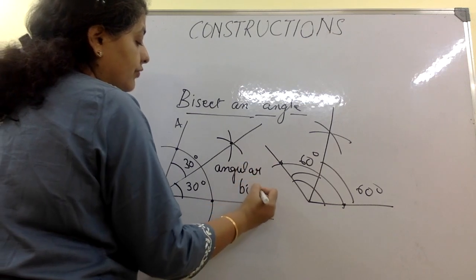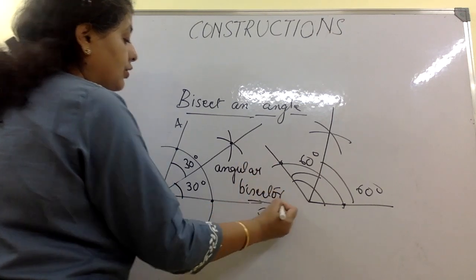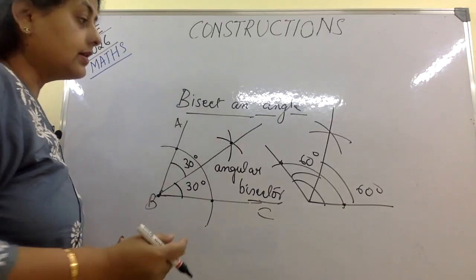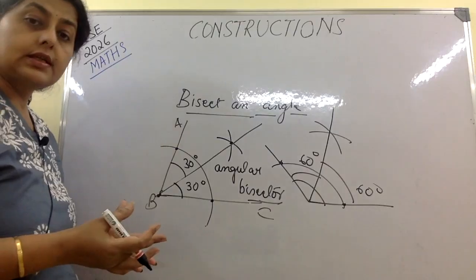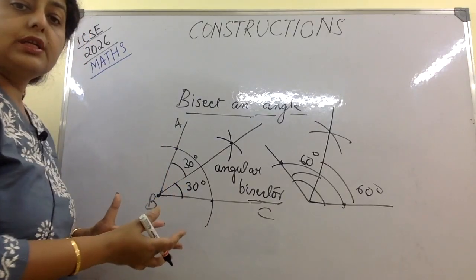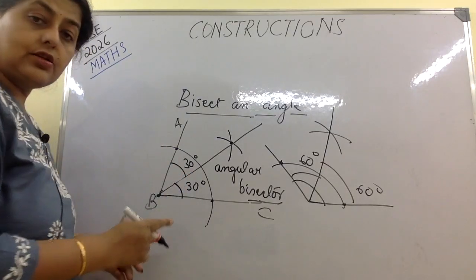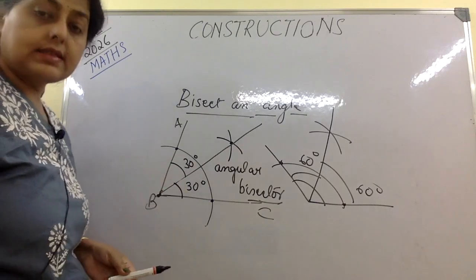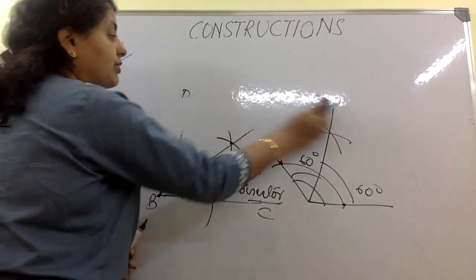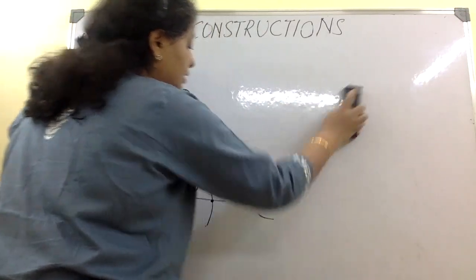When you are doing inscribing a circle, circumscribing a circle, you need this. You need the angular bisector. You need it for the hexagon also. You need it for the triangle also. So in both cases, this is how you do it. This is how you bisect an angle of a triangle.